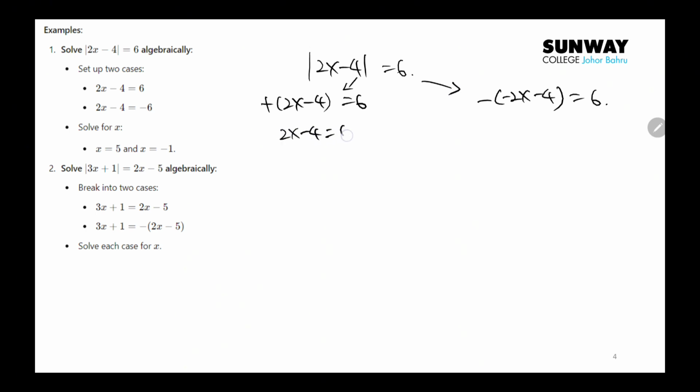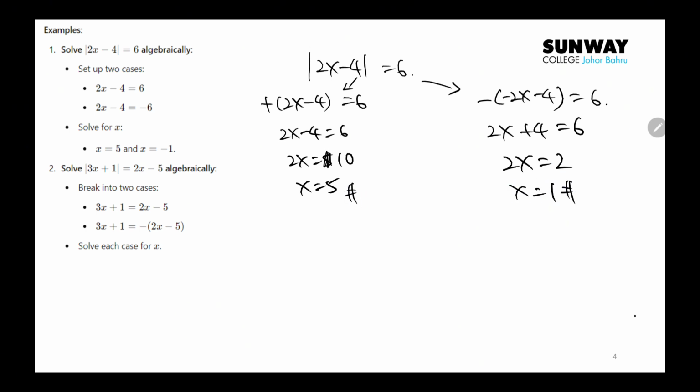2x minus 4 equals 6, 2x equals 10, x equals 5. Negative (2x minus 4) equals 6, 2x equals 2, x equals 1. So that's how we got these two solutions.